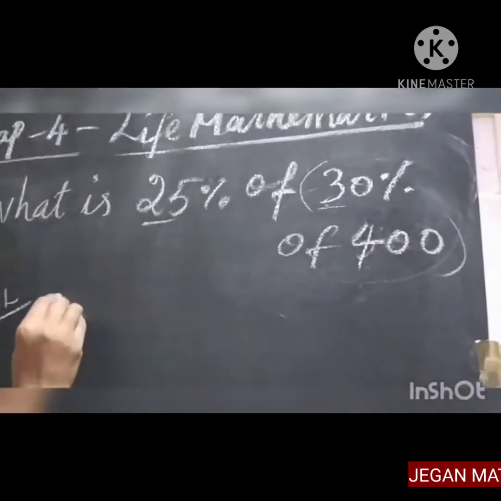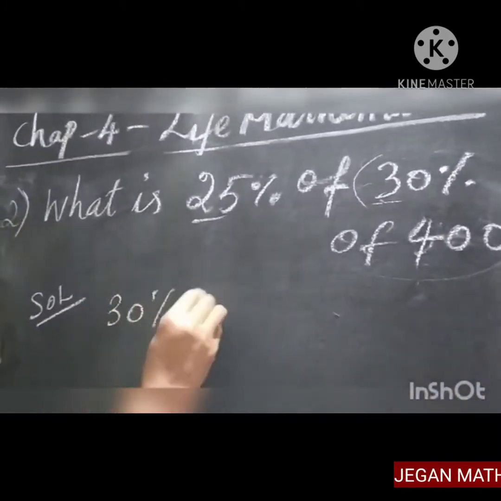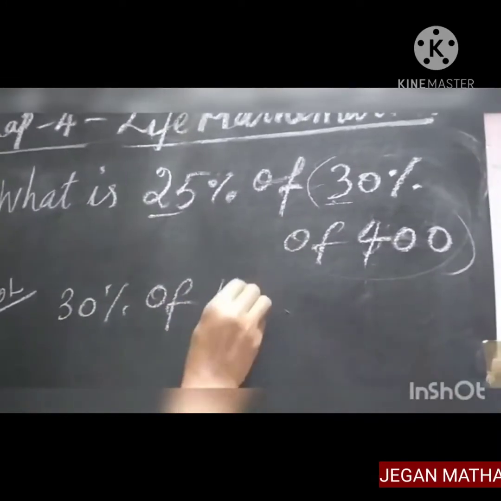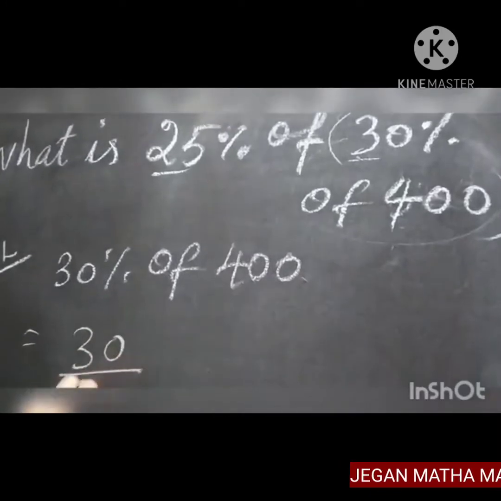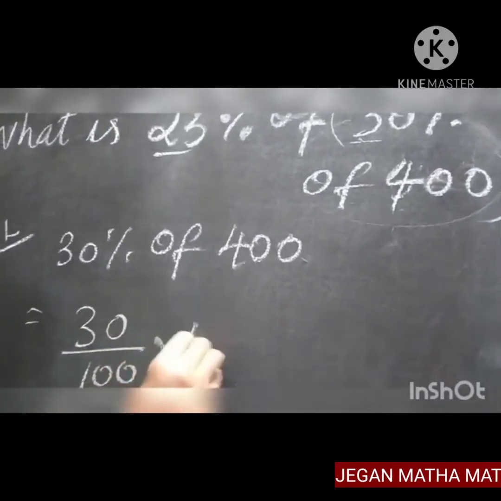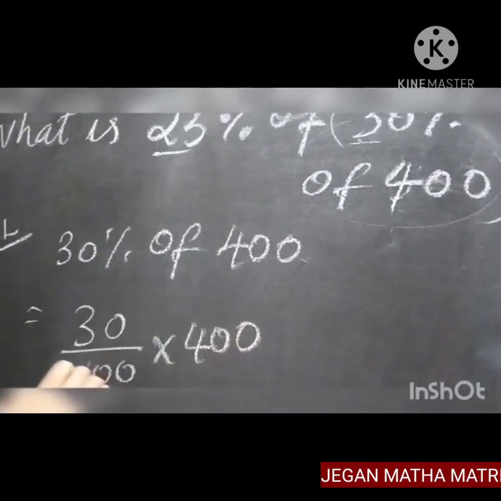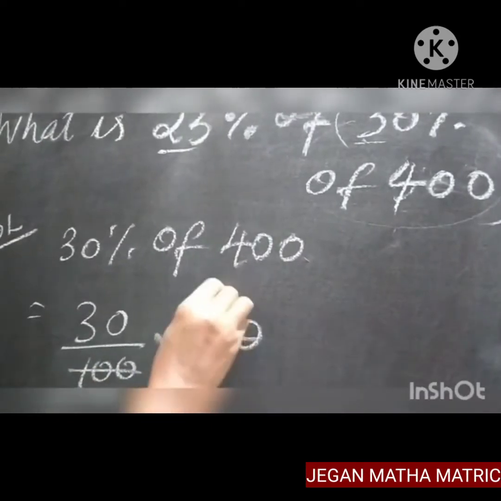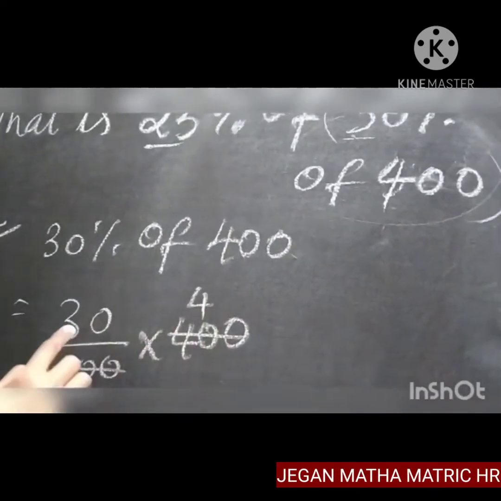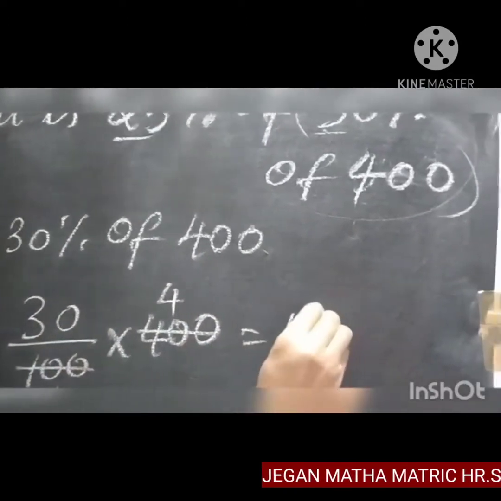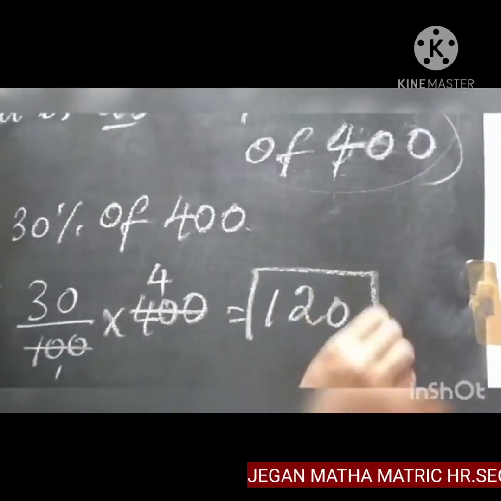Okay, first you have to find out the 30 percentage of 400. So 30 percentage of 400 is 30 by 100 into 400. Now you can do the cancelling by the 100 table, that one 4 times. Okay, 100, here 4 into 100, 400. So 30 into 4, 120. So this is the first number.